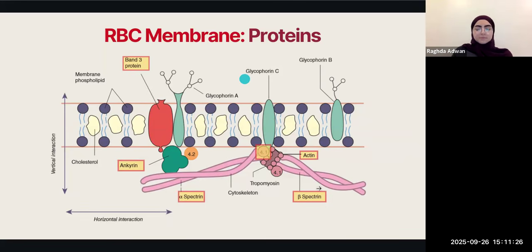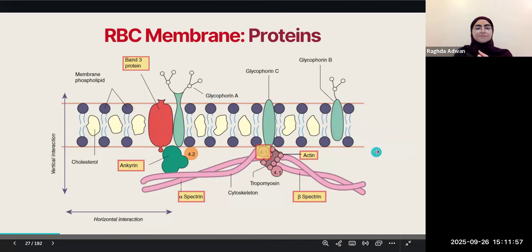Now, you can see here we have these two long pink tubes. These are alpha and beta spectrin. We have actin right here, the cylinder. We have protein 4.1. We have this green one, ankyrin. And we've got band 3 protein, as well as these glycophorins, which are the integral membrane proteins. So this is the overview. I'll talk about each one and a brief function of what it does. But you can already tell that some of these are aligned vertically and some of them are aligned horizontally, which we'll come back to in a minute.